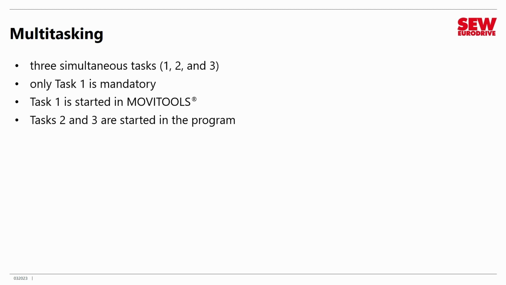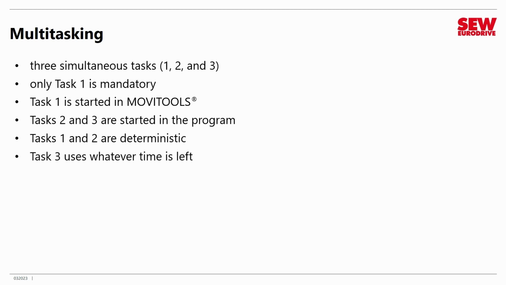You do not have to use them if they're not relevant to the program you're writing, but you start them or stop them in the program itself. So these are kind of like your secondary tasks. Tasks 1 and 2 are deterministic. They have a guaranteed execution time. Task 3 uses whatever time is left, so that depends on how you've configured tasks 1 and 2.